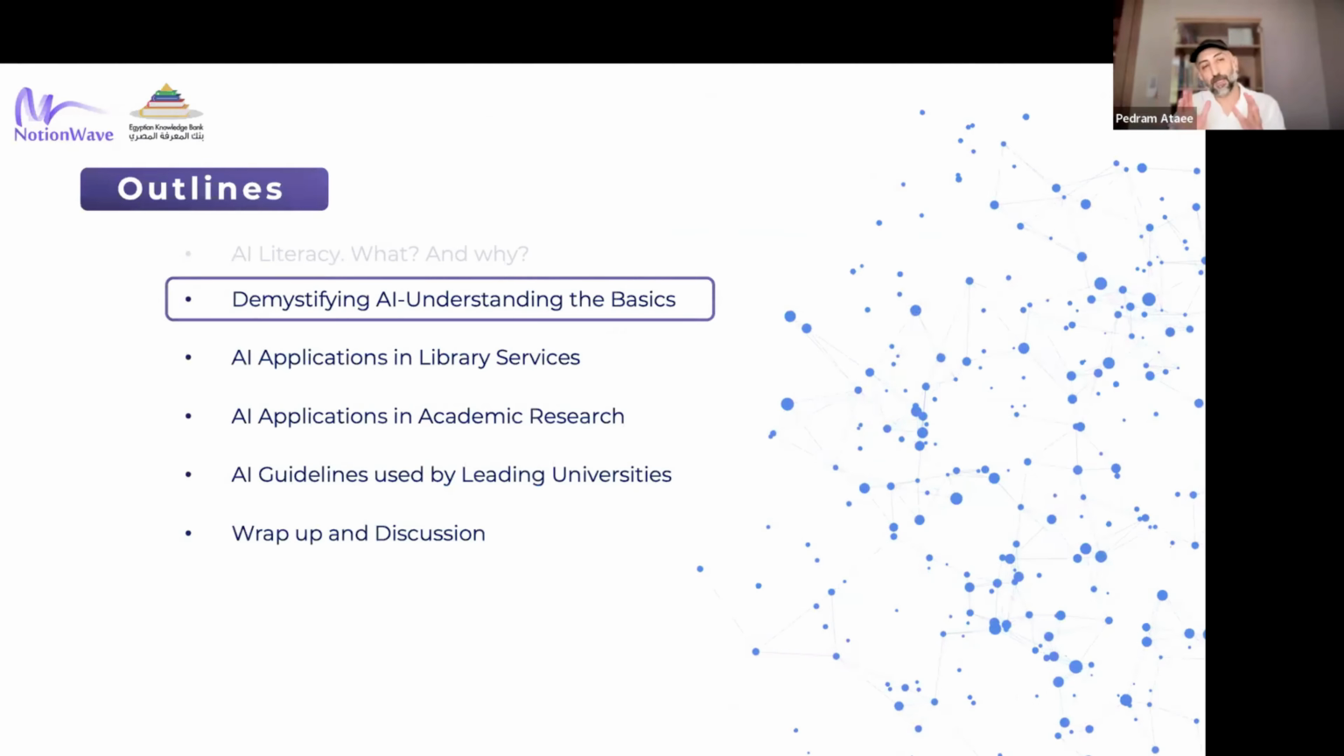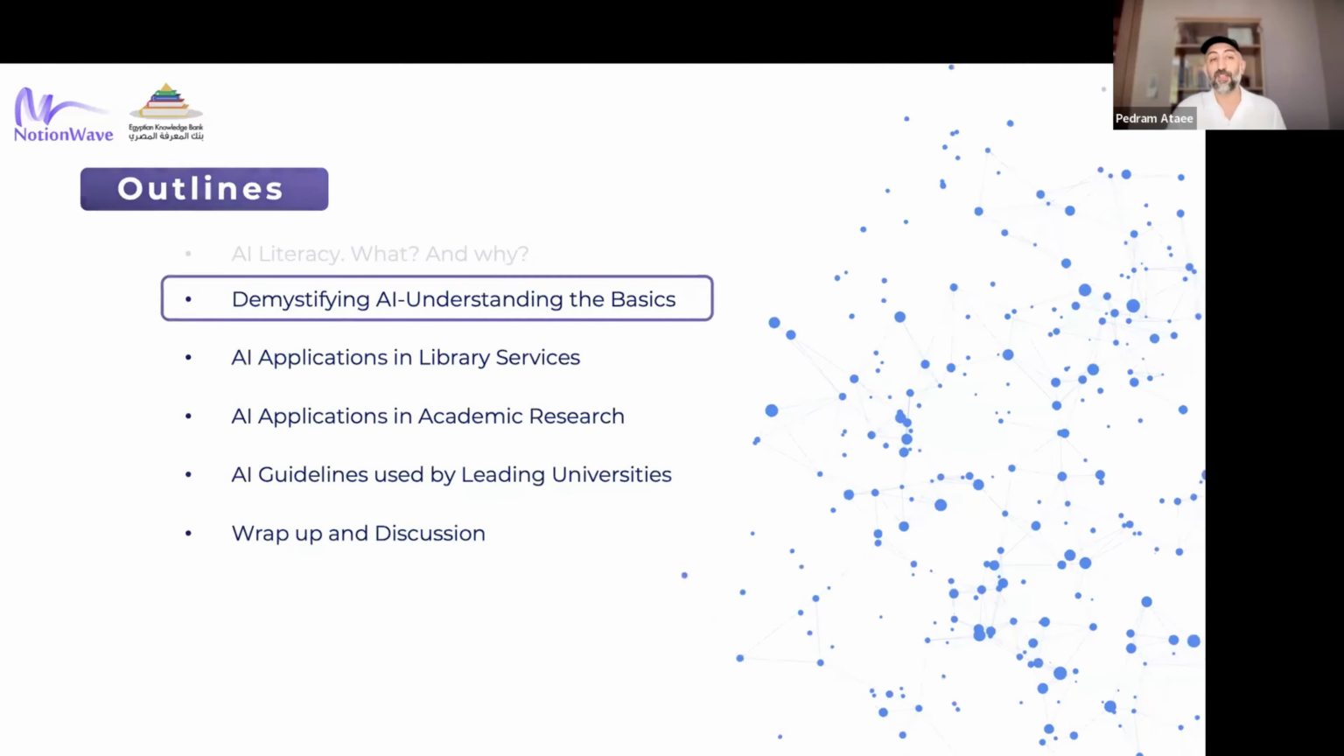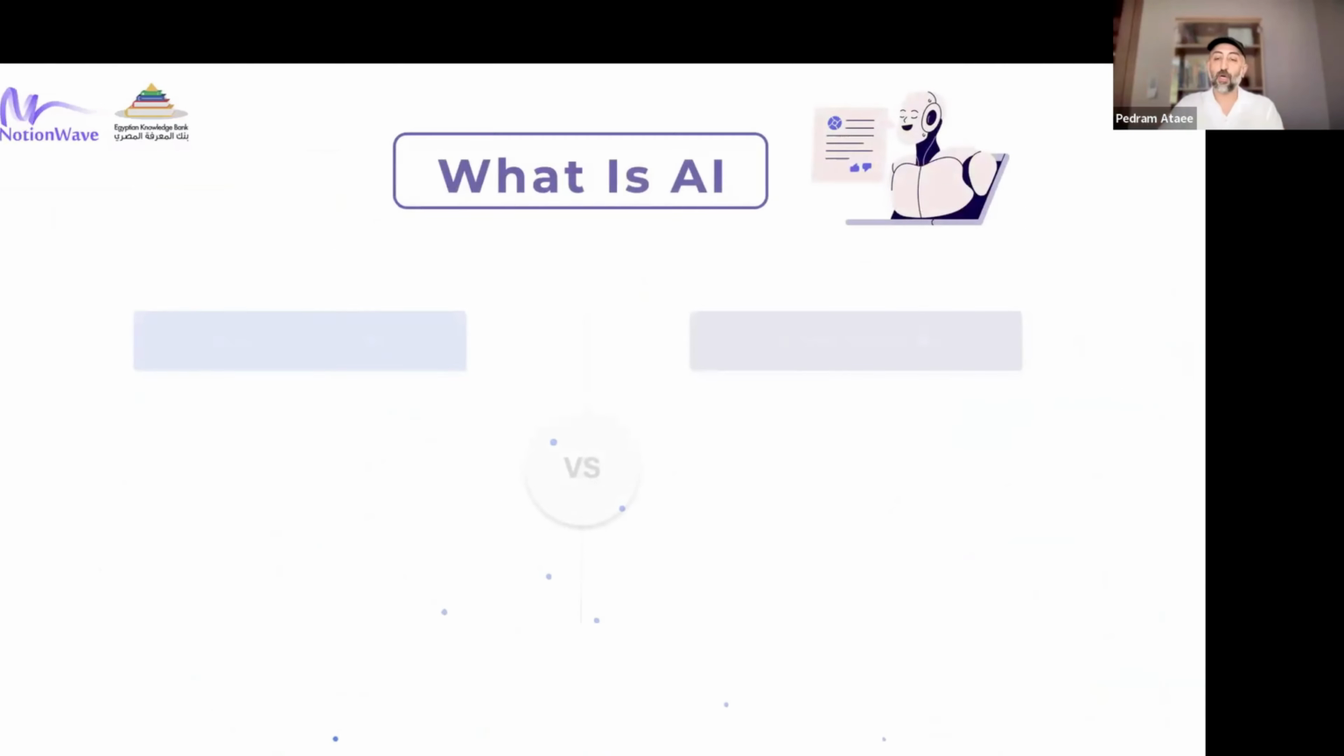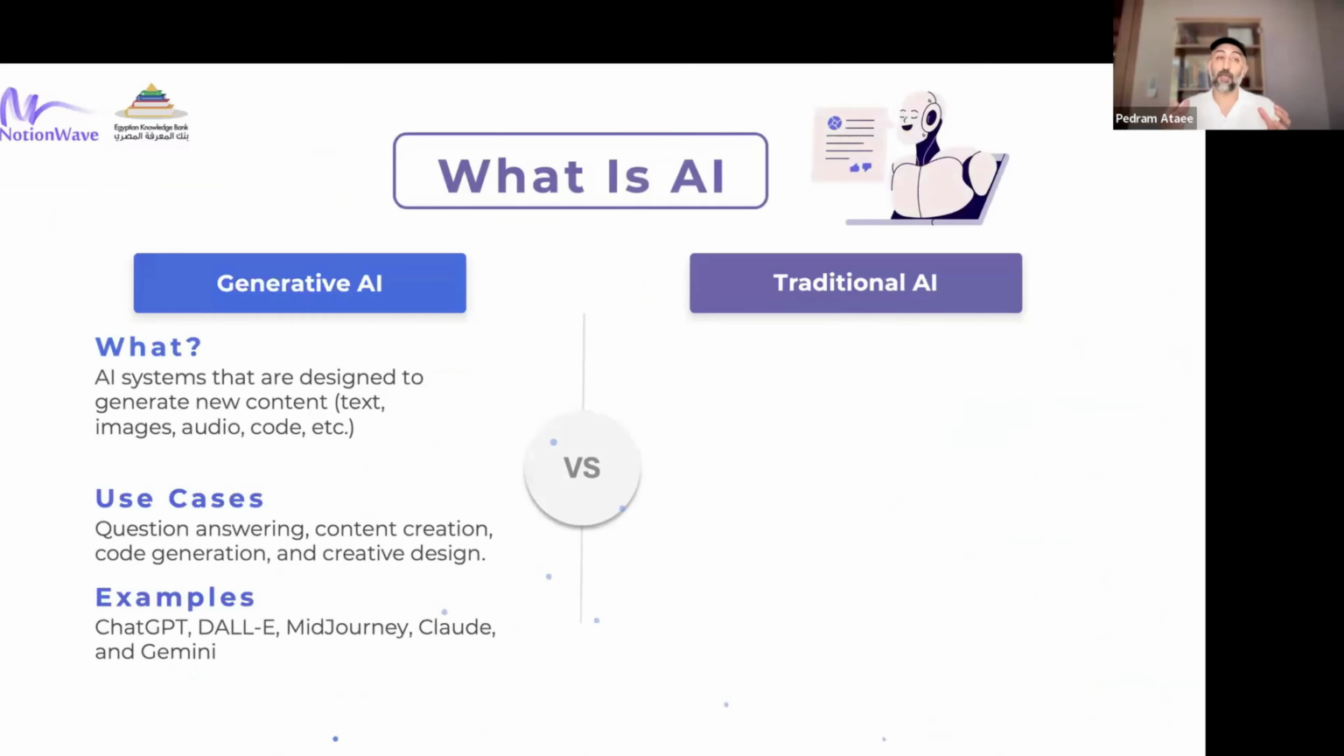So now we have a very brief idea about what AI literacy means and why we need it. So let's jump into the very basics of AI. We are going to review these basics to demystify AI for everyone today. In general, if I want to say what AI is, basically you have two fields of AI, generative AI and traditional AI.